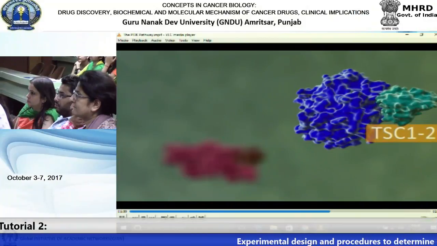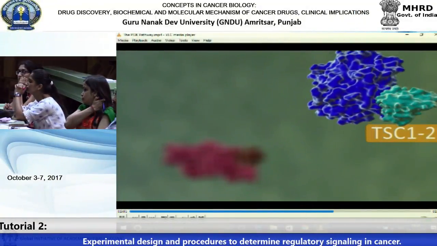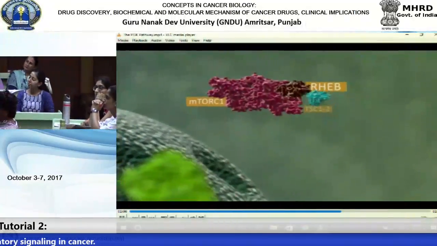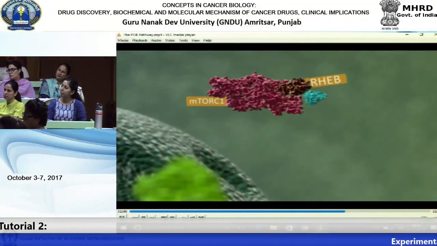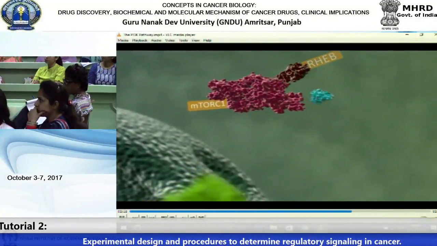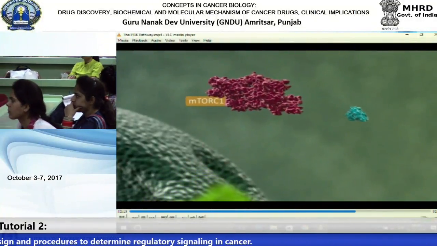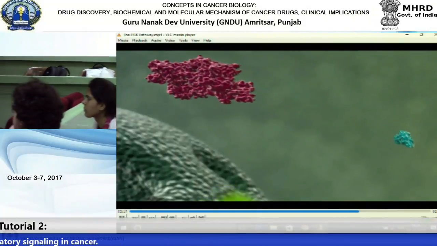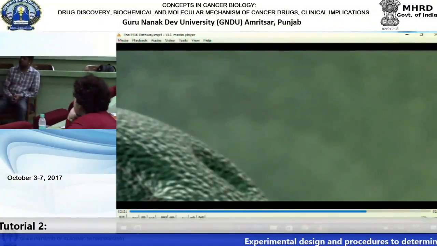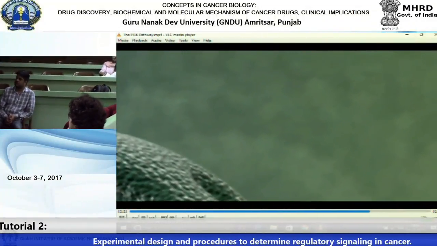It phosphorylates and negatively regulates tuberous sclerosis complex 2, or TSC2, leading to the activation of the small GTPase, RAS homolog enriched in brain, or RHEB, and subsequent activation of mTORC1. Active mTORC1 can enhance cell growth and proliferation through its interaction with 4E binding protein and ribosomal S6 kinase.